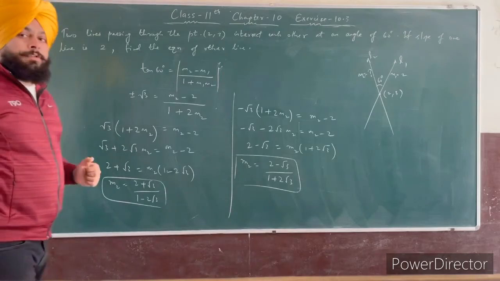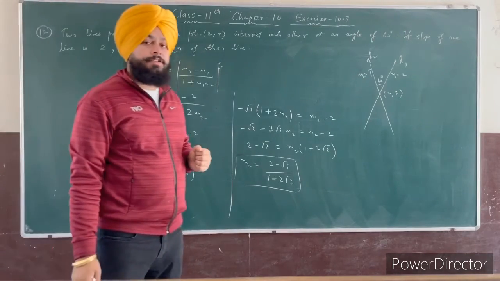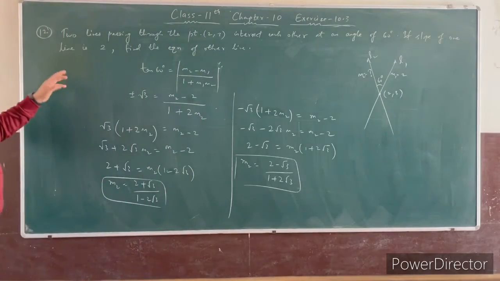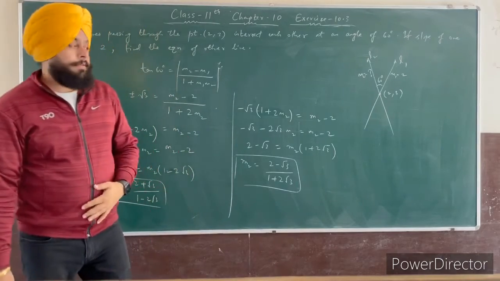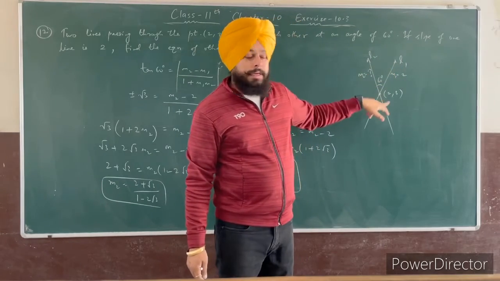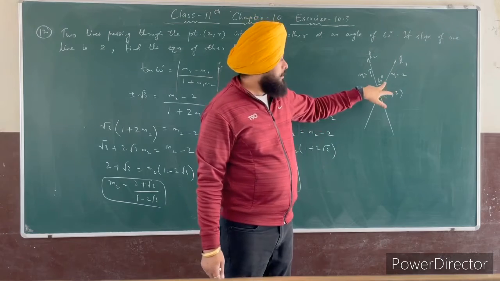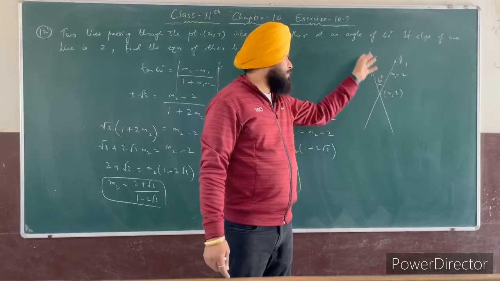Next, this is your question number 12. Two lines passing through the point (2, 3) intersect each other at an angle of 60 degrees. If slope of one line is 2, find the equation of the other line. It means two lines L1 and L2 both intersect at point (2, 3) and they are making an angle of 60 degrees between each other, and the slope of the first line is 2. We have to find the equation of the other line.